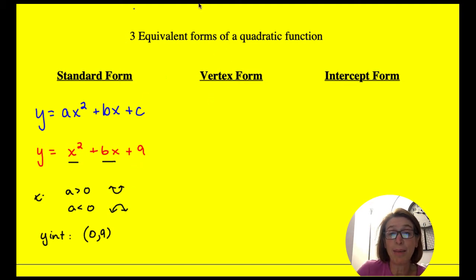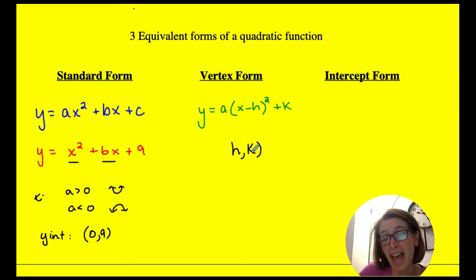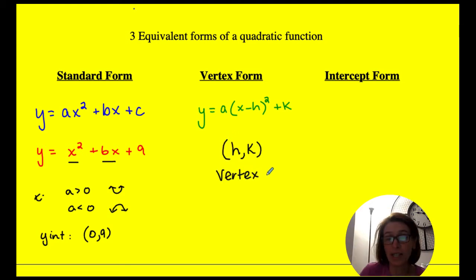We've been working the last couple of weeks with vertex form. That's where we translate the graph. Well, it's really going to be of this form, y equals a, x minus h squared plus k. Okay, and you've learned through those translations that h, k is the vertex, which is why we call it vertex form, because we can see the vertex just by looking at it. And again, a still tells me it opens up or it opens down.